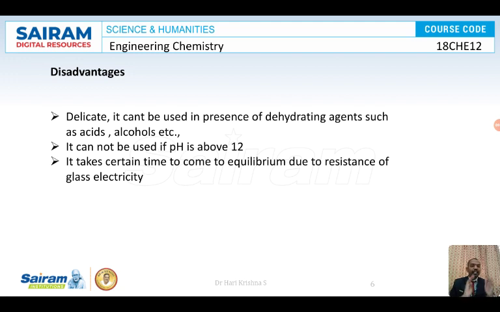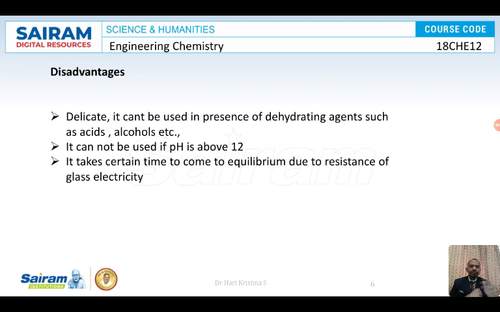It is very delicate. The glass bulb, even though it is made up of a special type of glass with low melting point and high conductivity, is very delicate. It cannot be used with dehydrating agents such as acids, alcohol, etc. The glass electrode cannot be used above pH 12. It can be used above pH 12, but it gives some errors. So accurate results can be obtained only for pH below 12.